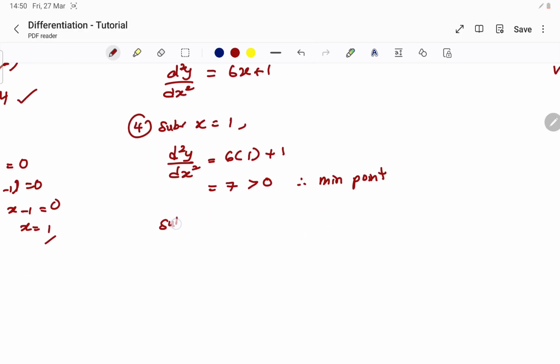Now substitute x is equal to negative 4 over 3. So substitute inside d squared y over dx squared: 6 multiplied by negative 4 over 3 plus 1.